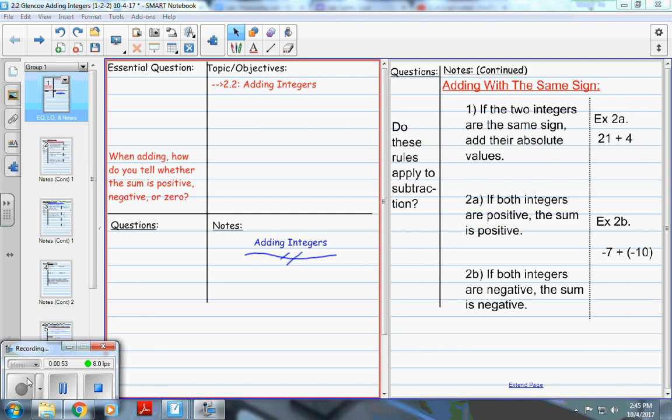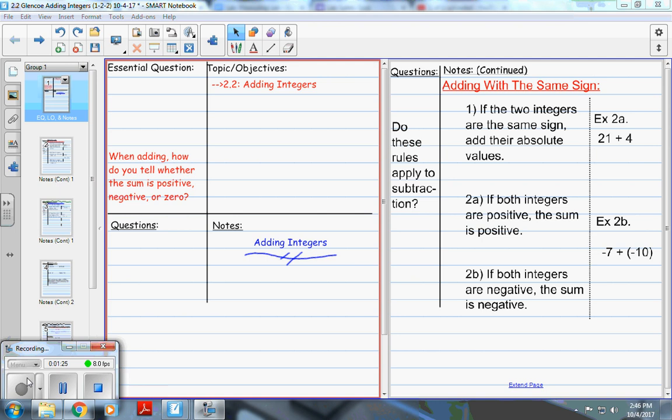Okay, welcome back. Our essential question is, when adding, how do you tell whether the sum is positive, negative, or zero? And again, we're working on adding integers. Just a reminder, integers are all whole numbers and their opposites, going on forever into the negative world: -3, -2, -1, 0, 1, 2, 3, etc. We're learning rules for integers, and we're also going to learn that these adding rules carry over to all types of numbers. It won't matter, even if they're just integers.